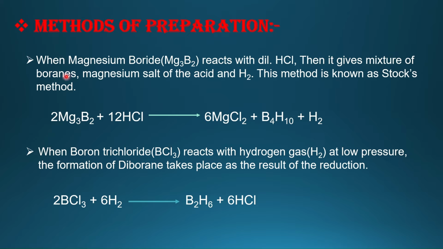Then methods of preparation. When magnesium boride reacts with dilute hydrochloric acid, it gives a mixture of boranes, the magnesium salt of the acid, and hydrogen. This method is known as Stock's method, and this is the reaction. Another method: when boron trichloride reacts with hydrogen gas at low pressure, the formation of diborane takes place as the result of the reaction. This is the reaction of the second method.